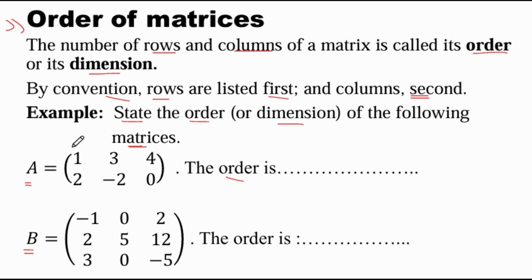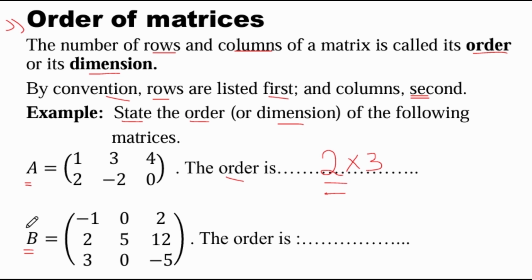So for this matrix A, there are 2 rows, this row and this one. And for columns, we have this column 1, this second column, and the third column: 3 columns. Thus, the order of this matrix A is 2 by 3. And this means the matrix A has 2 rows and 3 columns.